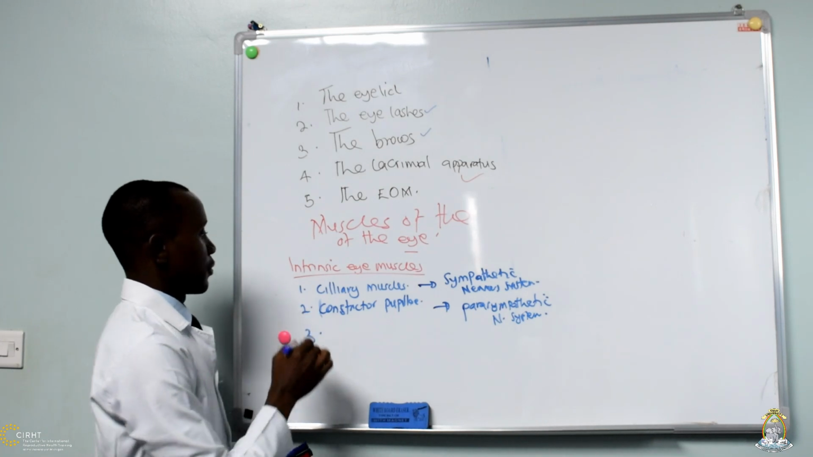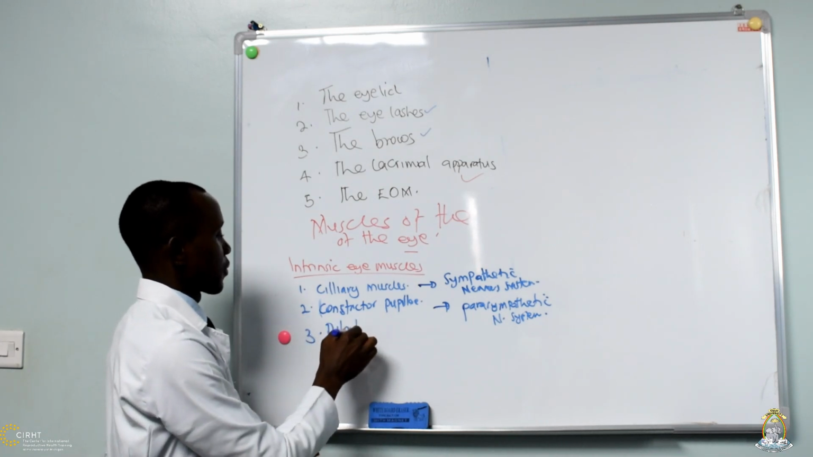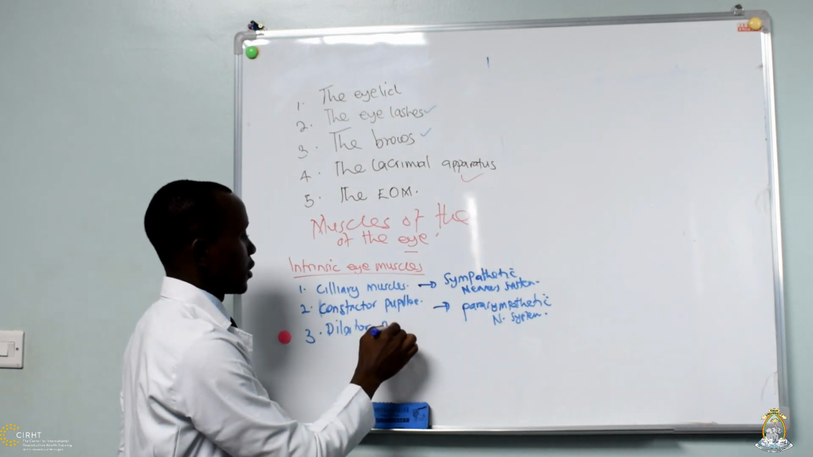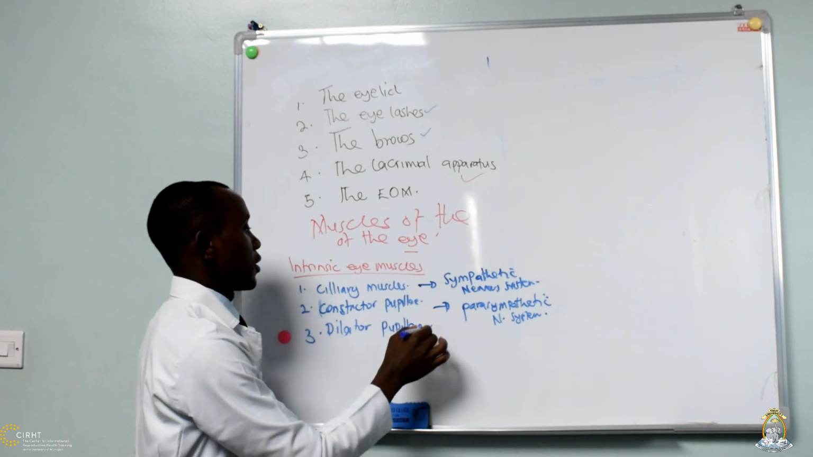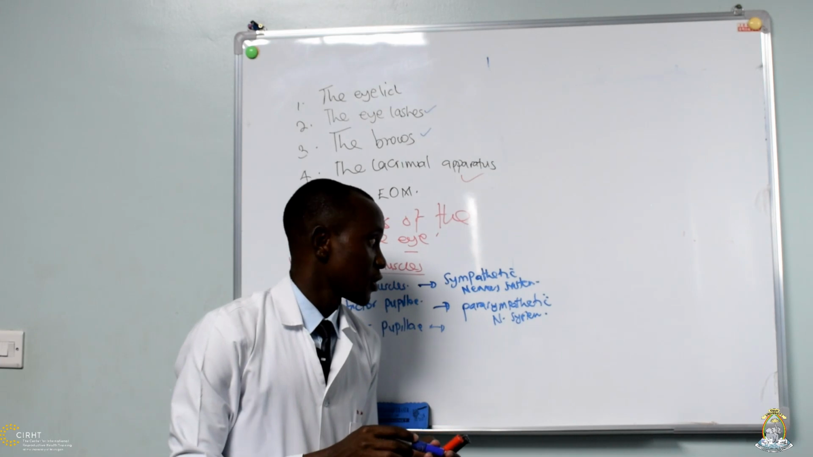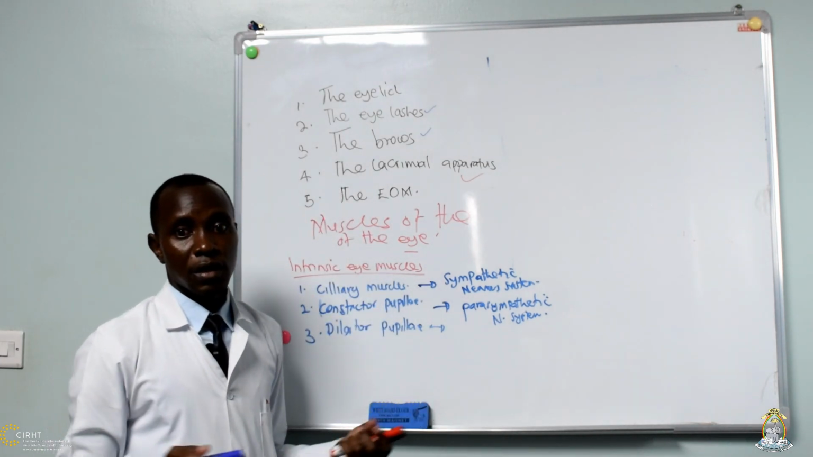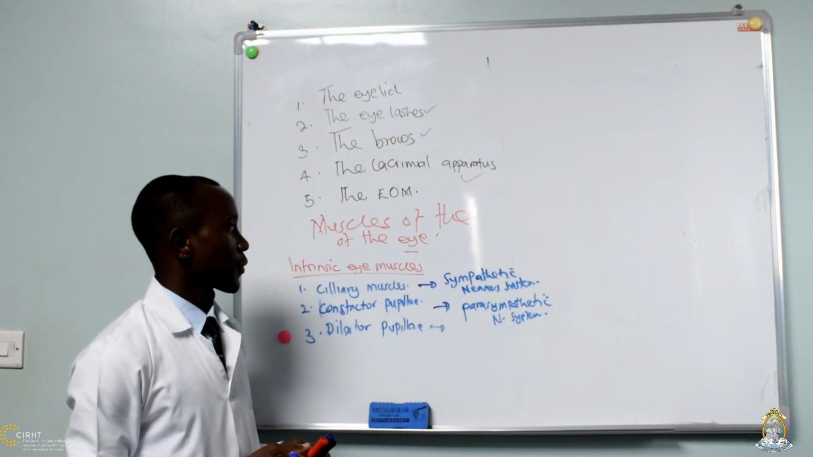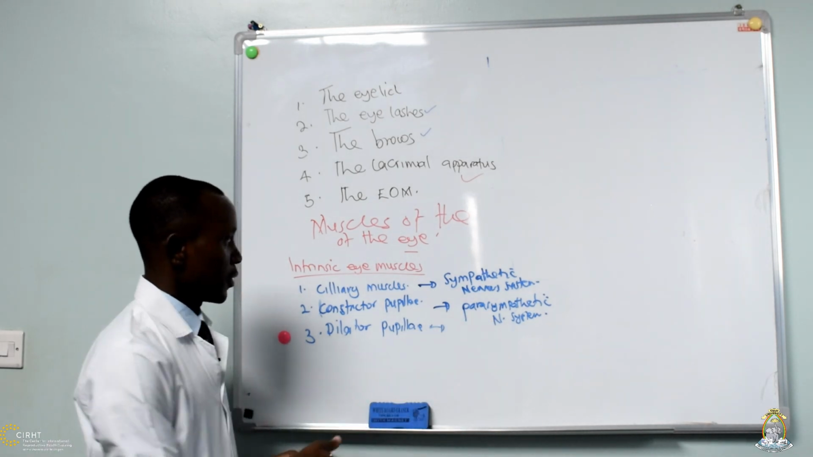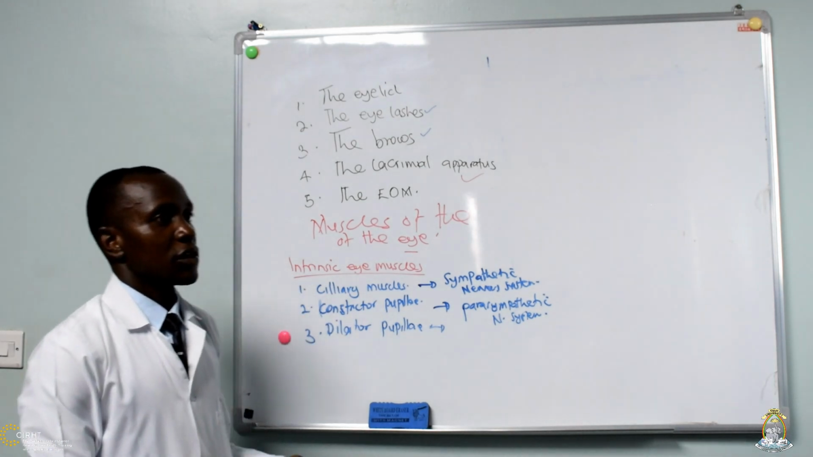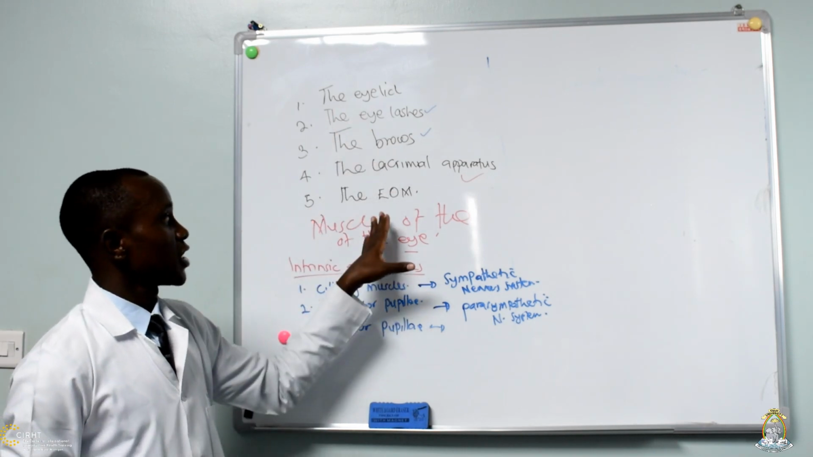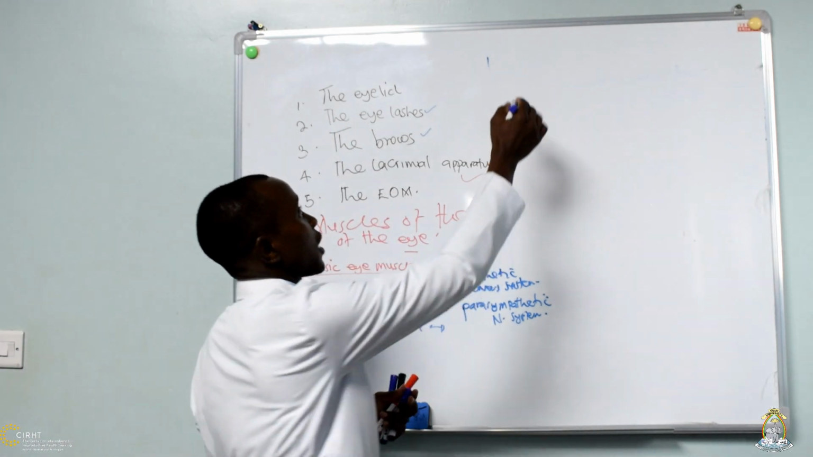okay? And lastly, we have the dilator pupillae. The dilator pupillae, its function is majorly just to dilate the pupil, okay? And then it also receives its innervation from the parasympathetic nervous system. But this one does not make the accessory structure, okay? So the part which is most important in the accessory structure of the eye is the extraocular eye muscles that we are going to wind up our discussion with, okay?